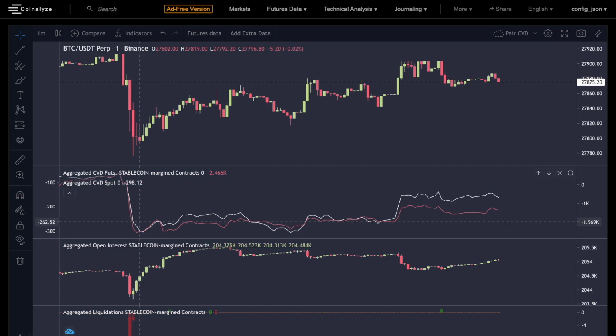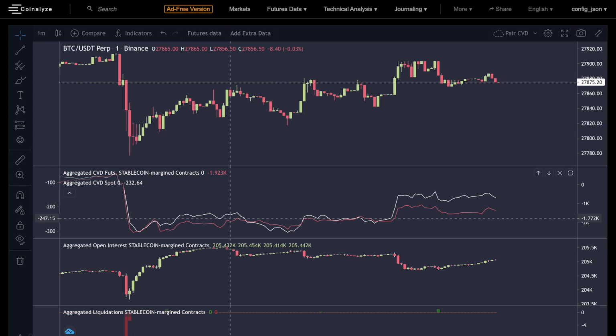The cumulative part just adds every candle onto the next one, so we don't have a histogram, which would be just delta. We just have a chart in which we see the evolution of this delta. So let's talk about the correlation between these two so you can experiment outside of my explanation.